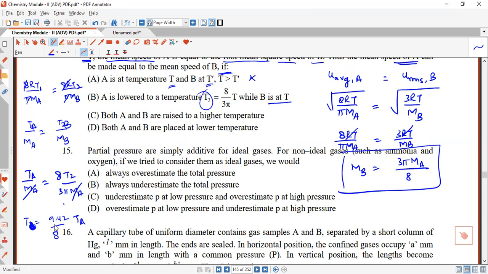Temperature of A is going to be 8 by 3 pi. This is what it will be. A is nothing but 8 T2 by 3 pi, whatever T2 is, nothing but T. T2 is nothing but T, the temperature of B. So do not get confused over here with this T2. What was our T2? It was TB. If TB becomes T, then it becomes 8 by 3 pi. So this is our answer. Both A and B. Okay.